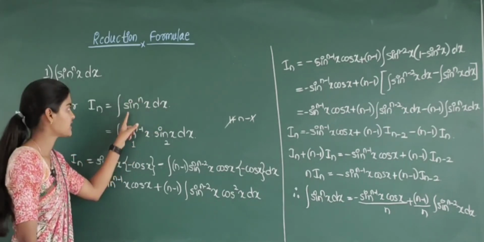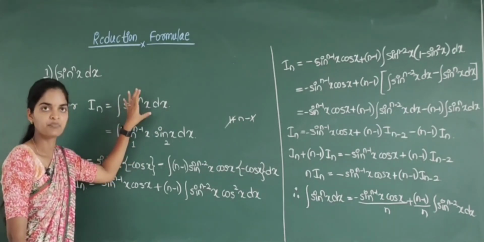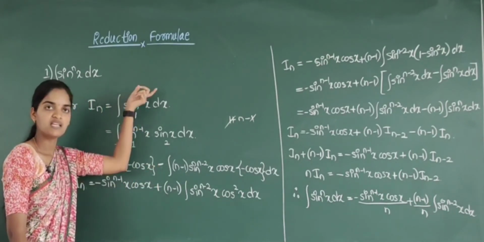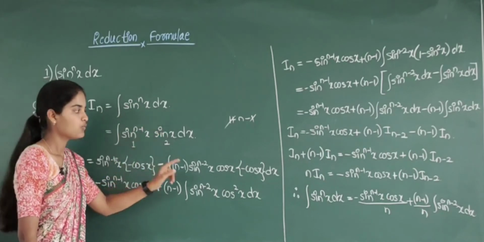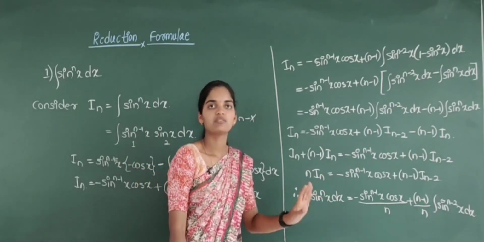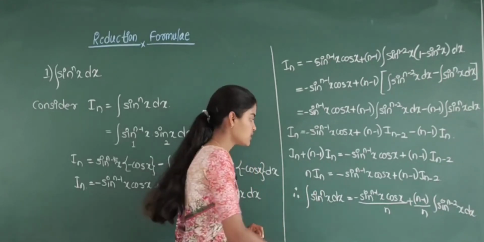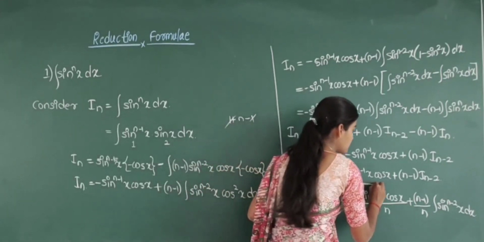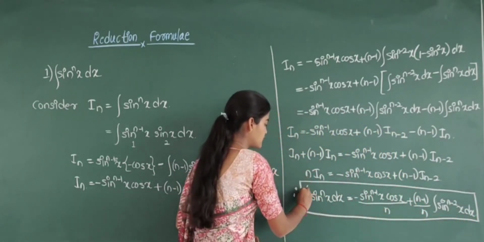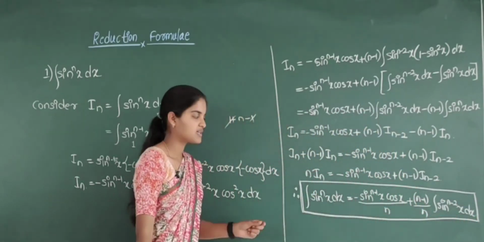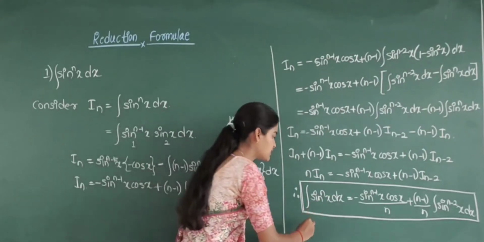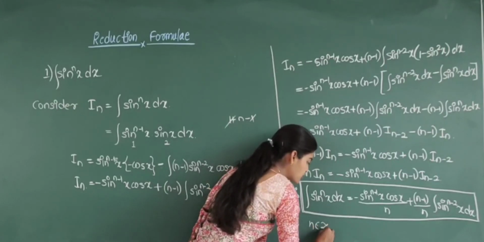You can take this as the reduction formula of sine raised to nx. Whenever in an example sine is raised to any power, we can use this formula and get its integration within minimum steps. So this formula you have to remember. This formula is important for solving examples where the sine power is a larger number. And here n belongs to the positive integers.